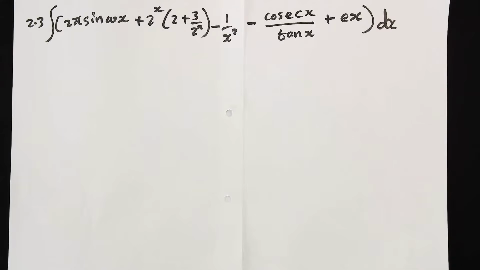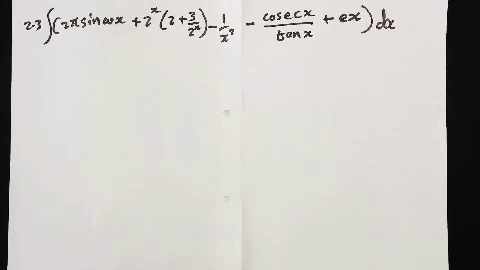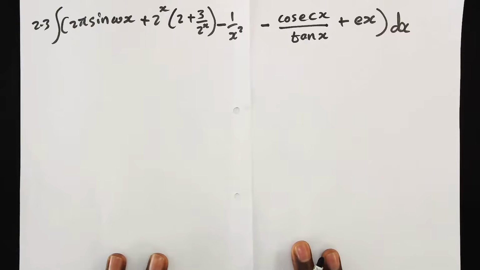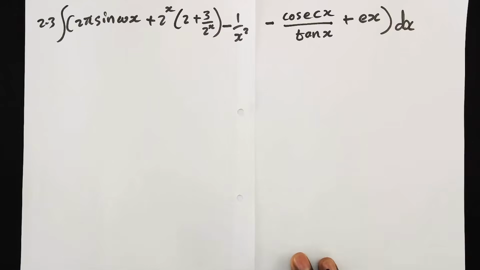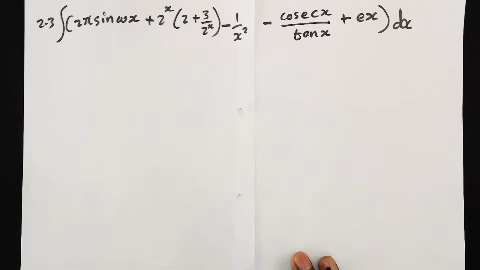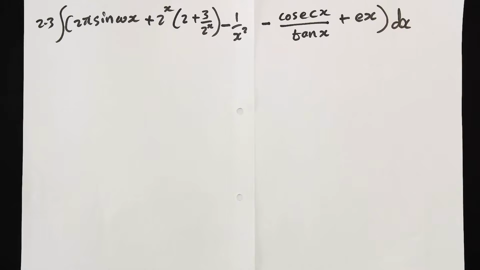Yeah? And even in the exam, this is exam time. So I just want it to be visible for both viewers and us here. So I have the integral of 2 pi sine wx plus 2 to the power of 2 to the power of x, times the bracket 2 plus 3 over 2 to the power of x, minus 1 over x squared.